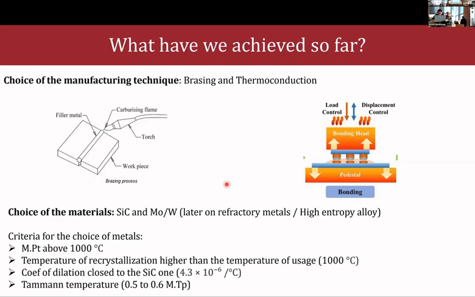The main criteria for the choice of our metals were the melting temperature, the temperature of recrystallization, the Tammann temperature, which is the temperature around which the diffusion bonding process starts between two materials, and the coefficient of dilatation of the metals, which needed to be close to that of silicon carbide.